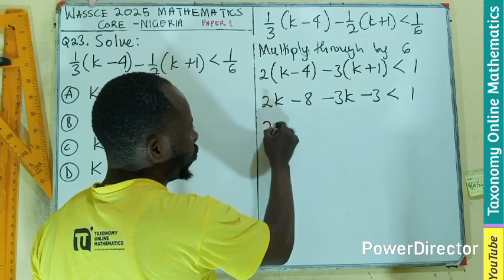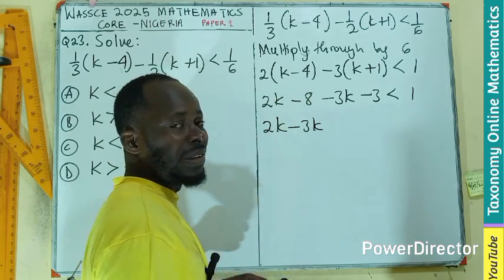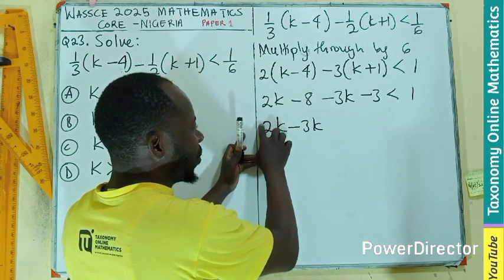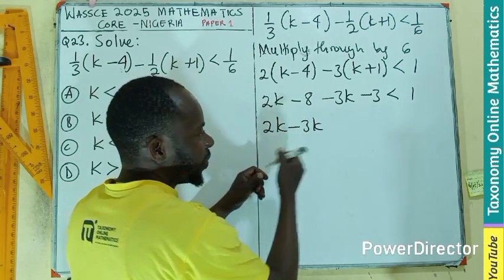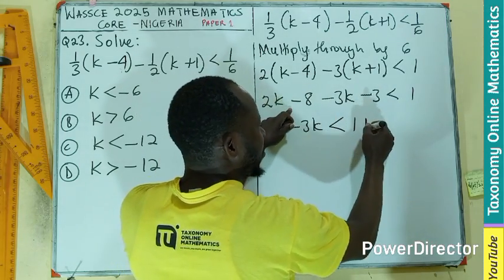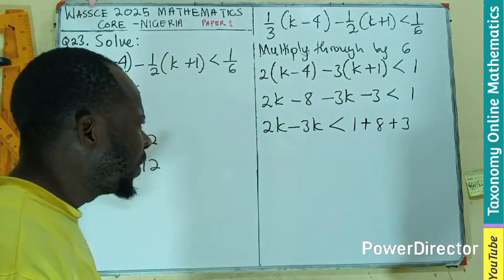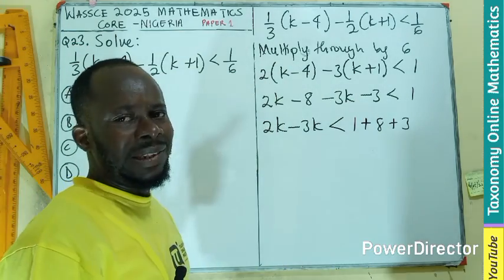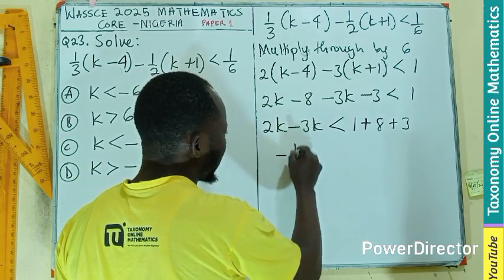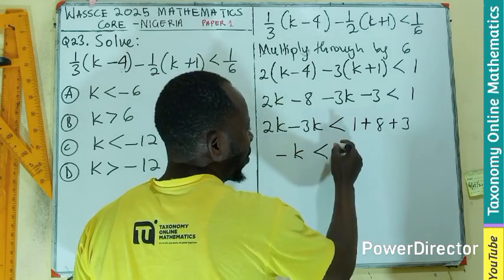So this is going to be 2k, this is minus 3k, because they are still on the same side of the inequality sign, so they maintain their individual signs, positive and negative. Then less than 1 maintains its sign. This becomes positive 8, and this becomes positive 3. And you can see that 2 minus 3 is negative 1 times k, negative k, less than, I think this becomes 9, so we have 12.